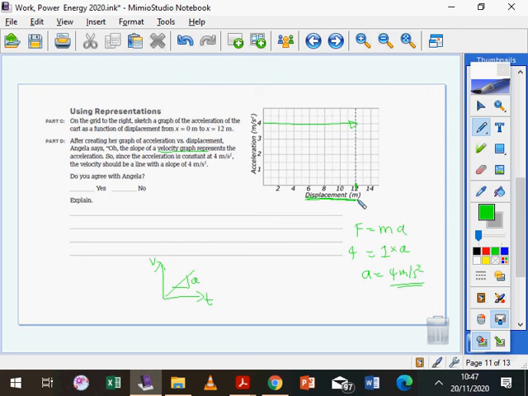Angela is not right because this is not a graph of acceleration versus time. It's a graph of acceleration versus displacement, right?